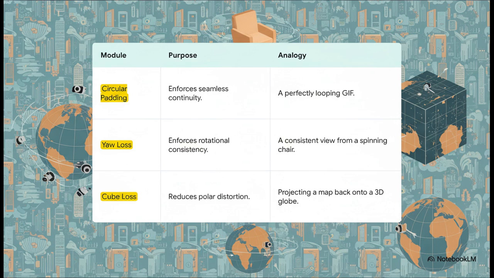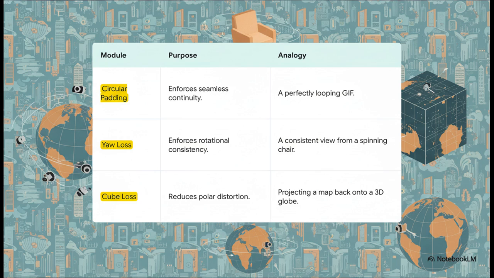The first is super simple, circular padding. It basically tells the model that the left edge and the right edge of the image are connected. Think of it like a perfectly looping GIF or a seamless wallpaper pattern. It explicitly forces the model to pay attention across that boundary, which guarantees you'll never get that ugly seam.